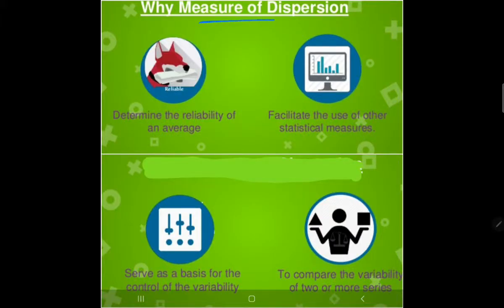Why do we use the measure of dispersion? Because we want to determine the reliability of an average or facilitate the use of other statistical measures. Not only do we study the measure of central tendency, we have other statistical measures like the measure of dispersion, which facilitates the use of different statistical measures, and serves as the basis for the control of variability and to compare the variability of two or more series. So that's why we are using the measure of dispersion.